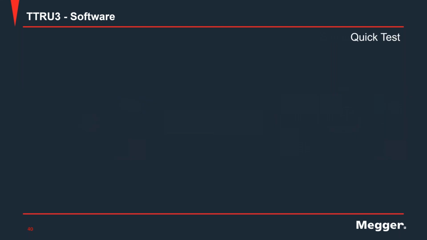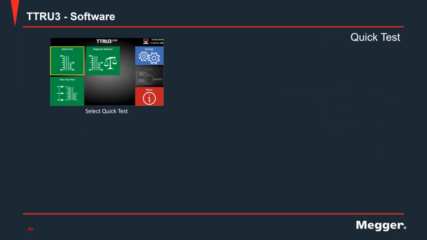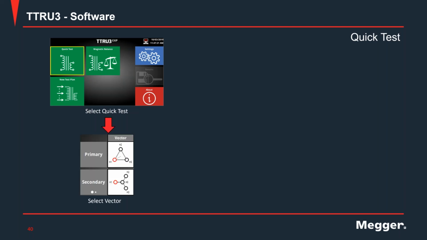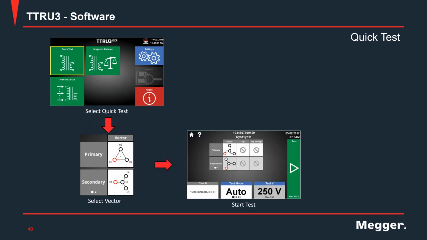So let's look first at the quick test, right? A very efficient way to run a measurement, especially in situations of urgency. When I go to that screen, the first selection I have to make is just the vector that I'm testing. In this example, a DYN1. So I select my vector, I get to this screen and I'm ready to test. I don't need to specify anything else.